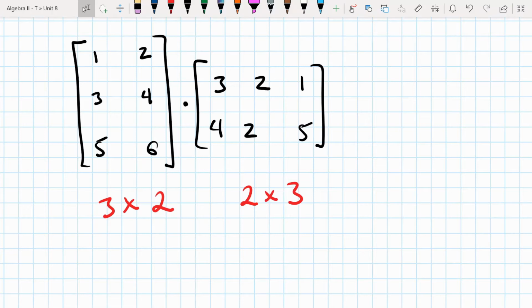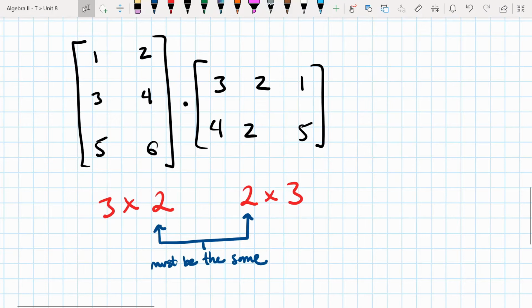Okay. The first thing you want to notice is that sometimes you are allowed to multiply matrices together and sometimes you are not. In this case, you are allowed to multiply them together. And the reason behind that is because these numbers right here are the same. These are the same value. These must be the same, these two numbers on the inside.